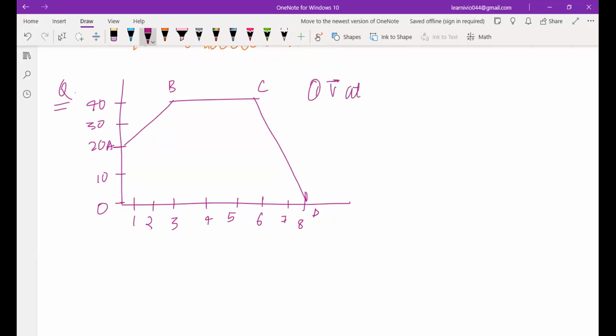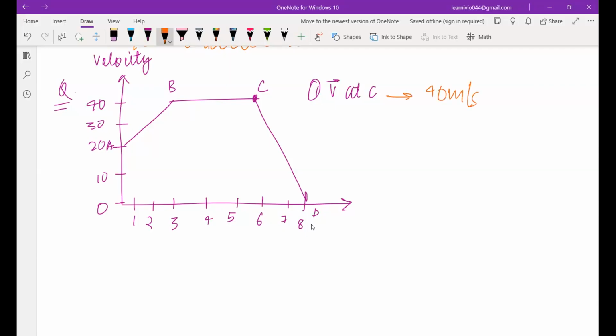Velocity at C. So tell me, how can I find the velocity at C? This is a velocity time graph, so velocity is the y-axis. So what is the y-axis at point C? 40. It's 40. So velocity at C is 40 meter per second. Yes, ma'am.